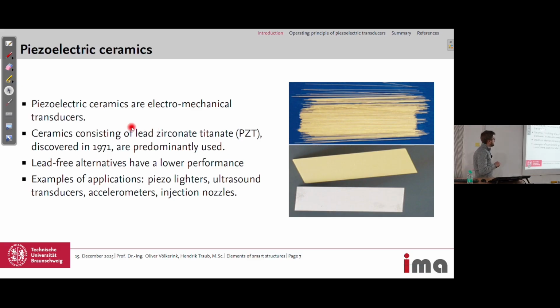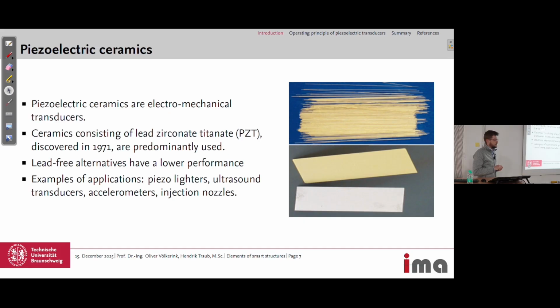So piezoelectric ceramics are electromechanical transducers. There is one material which is most common or predominantly used, which is lead zirconate titanate. We will also focus on it in this lecture. The problem is that they contain lead, which will be banned in the future, I think. And there are also lead-free alternatives, but they most of the time have a lower performance than the lead-based piezoceramic materials.